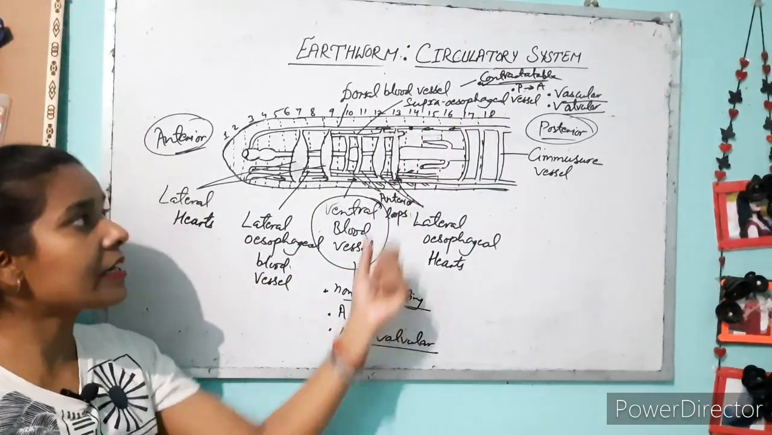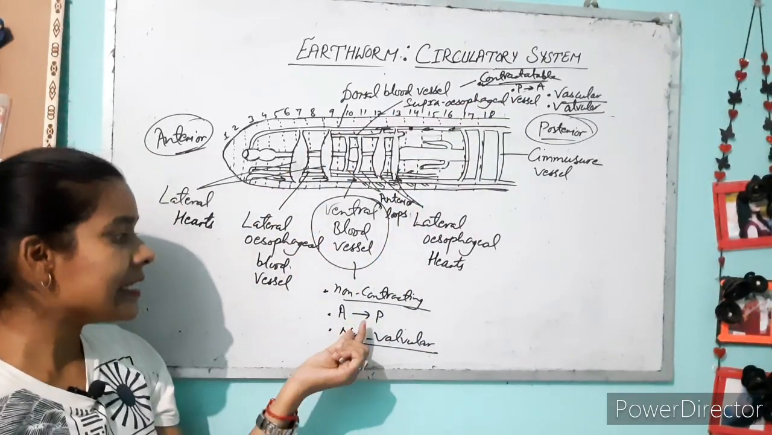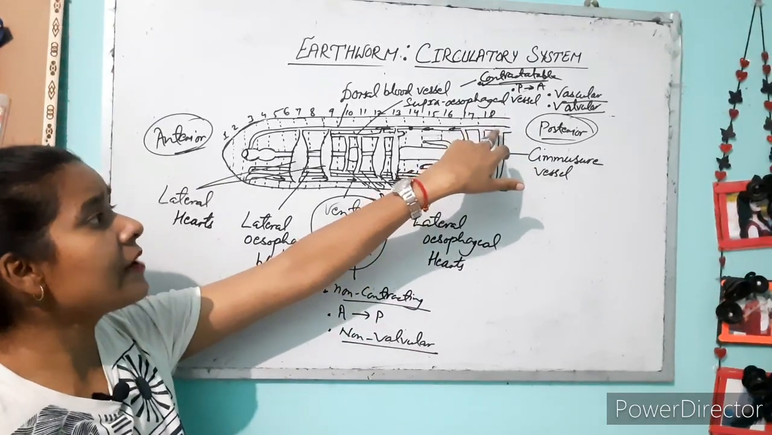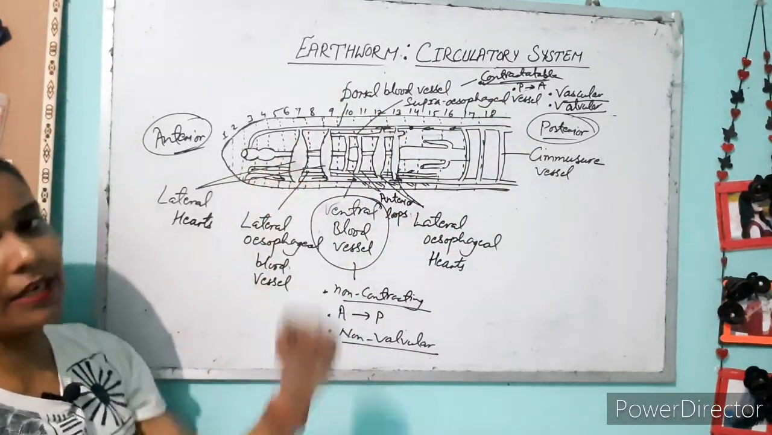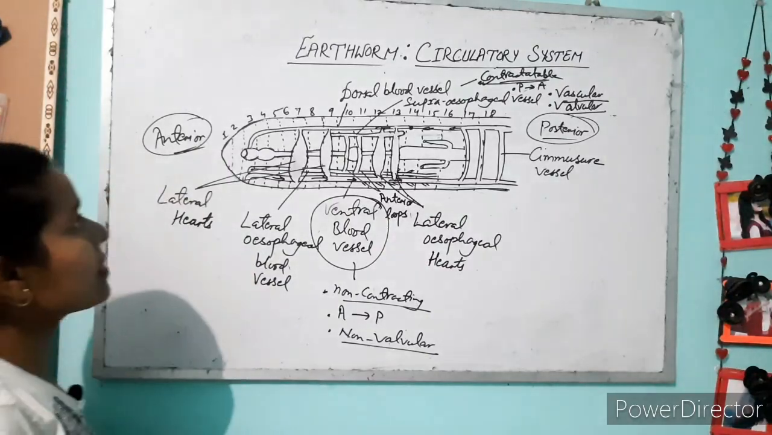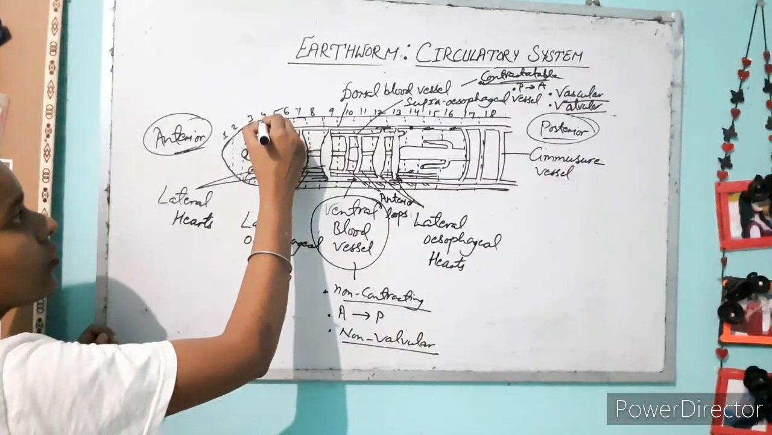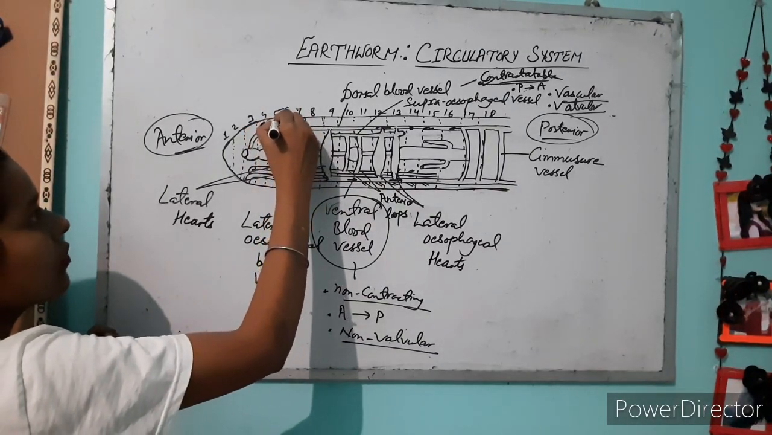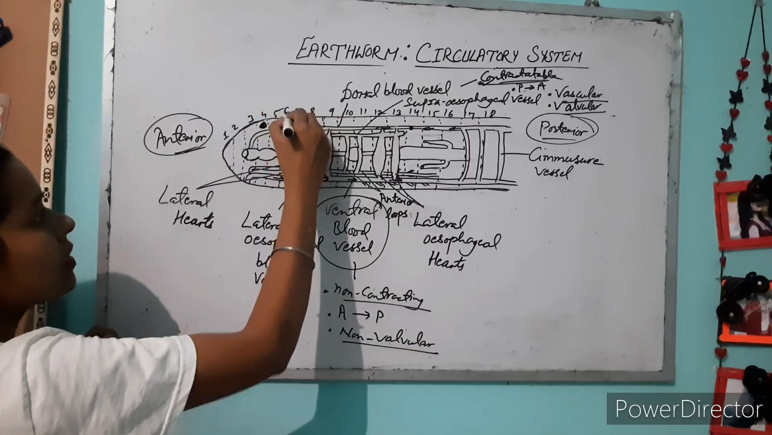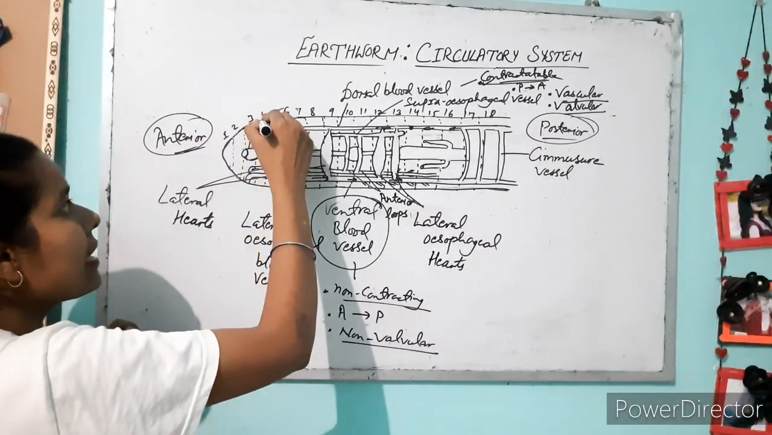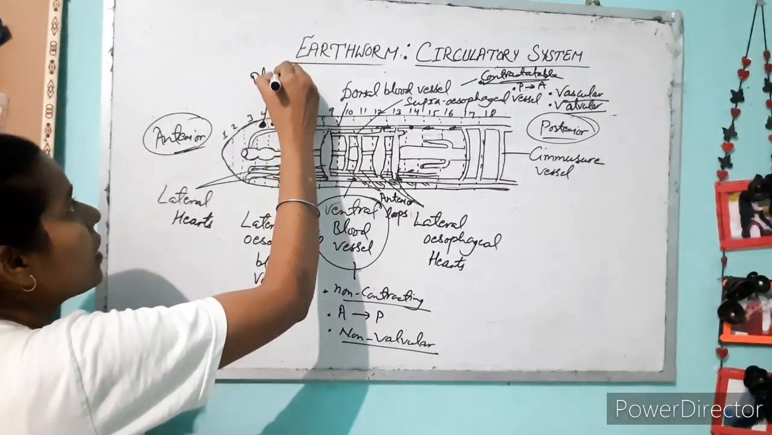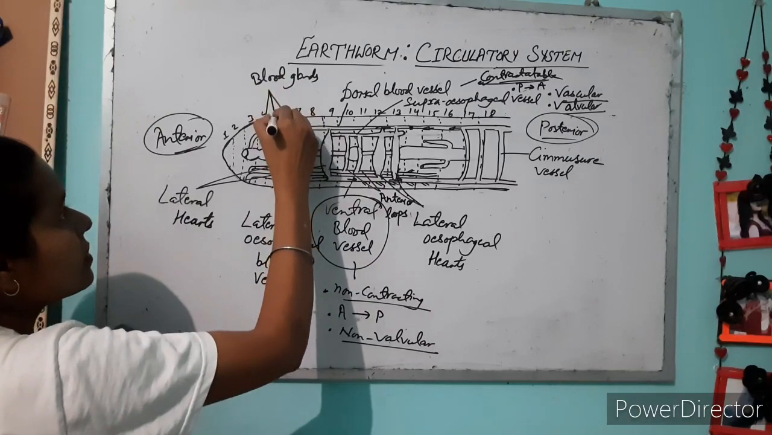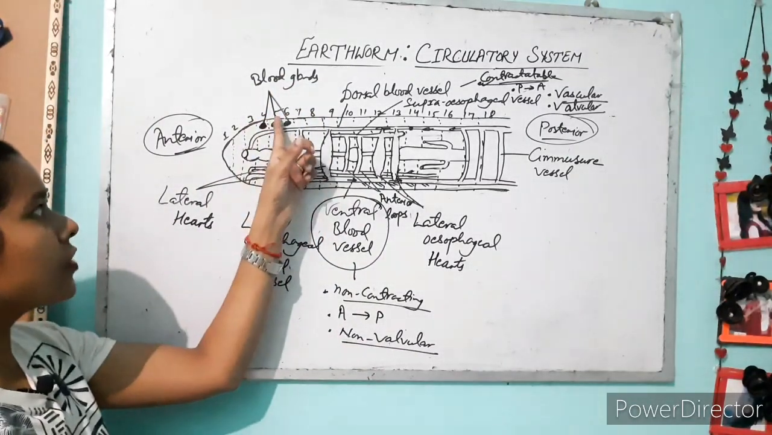It is non-contractile, that is contractile, and the blood flows from anterior to posterior, while in the dorsal blood vessel it flows from posterior to anterior. One more thing: in the 4th, 5th and 6th segments, there are glands present. Those glands are known as blood glands.